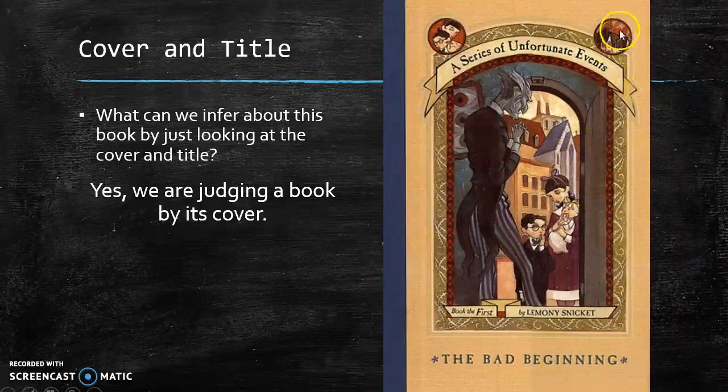Up here we can see a fire, a building on fire. We see the three kids again. And then we see this big, tall, kind of creepy-looking guy. So keep that in mind.